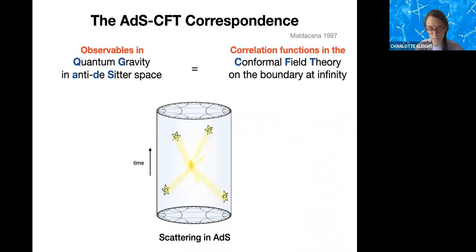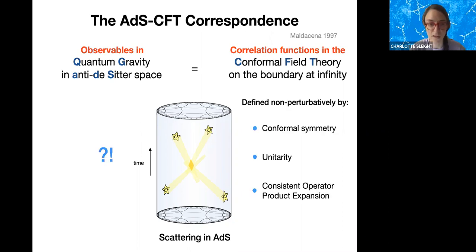So in AdS, we can perform experiments that start and end at infinity by, like, pinging things off the walls of the tin can. And through the AdS/CFT correspondence, these observables are computed by correlation functions of operators in a conformal field theory. So this means in particular that all of my questions and confusions about observables in quantum gravity in asymptotically anti-de Sitter space can be translated to sharp questions about the consistency of correlation functions in conformal field theory. And the great thing is that these are defined completely non-perturbatively by a combination of conformal symmetry, unitarity, and a consistent operator product expansion. And these are the three main pillars behind the success of the conformal bootstrap program, which uses these three basic criteria to carve out the space of consistent conformal field theories.